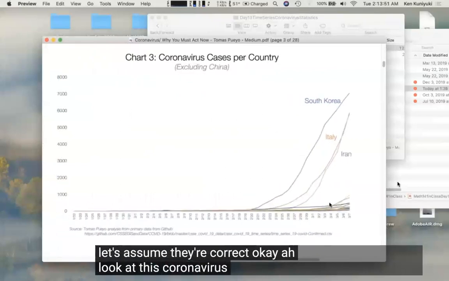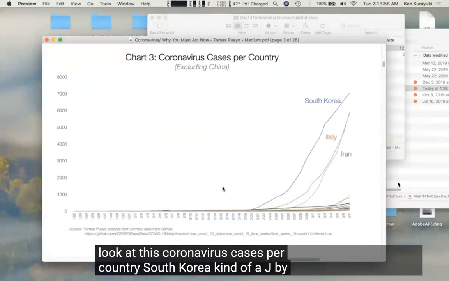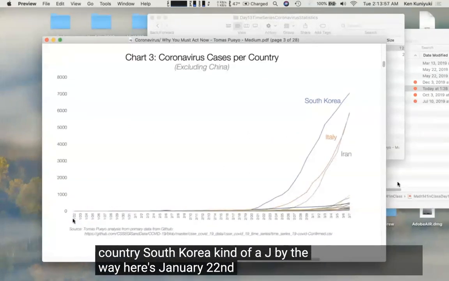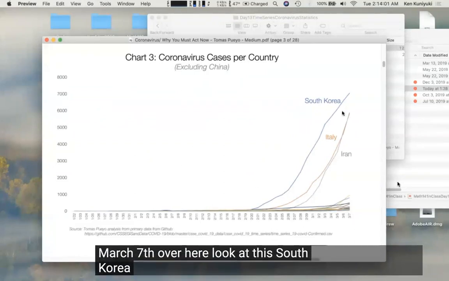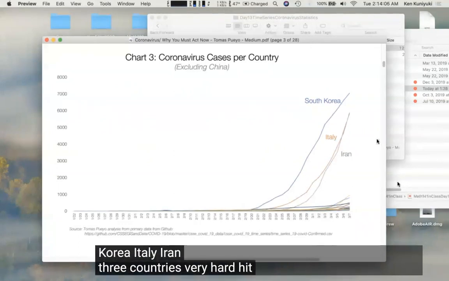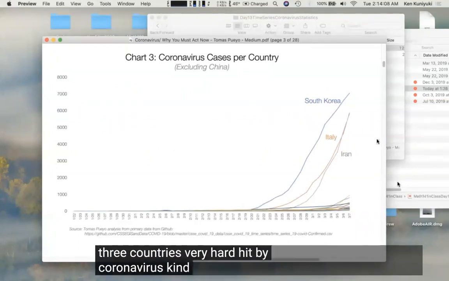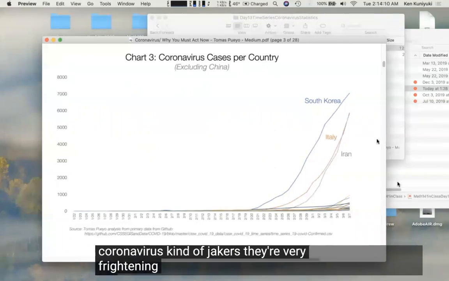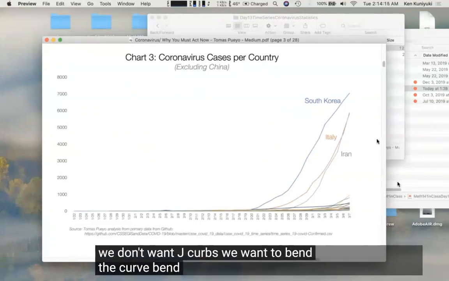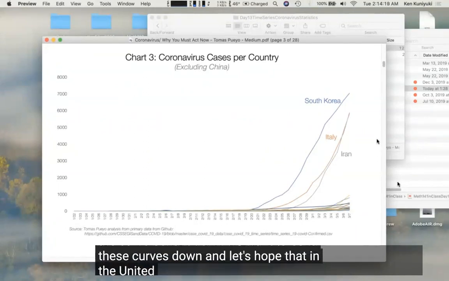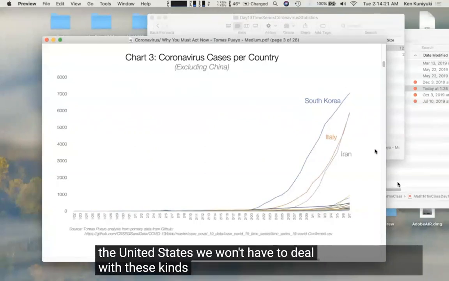Okay. Look at this. Coronavirus cases per country. South Korea, kind of a J. By the way, here's January 22nd over here. Here's March 7th over here. Look at this. South Korea, Italy, Iran, 3 countries very hard hit by coronavirus. Kind of J curves there, very frightening. We don't want J curves. We want to bend the curve, bend it down. We want to bend these curves down. And let's hope that in the United States, we won't have to deal with these kinds of J shapes.